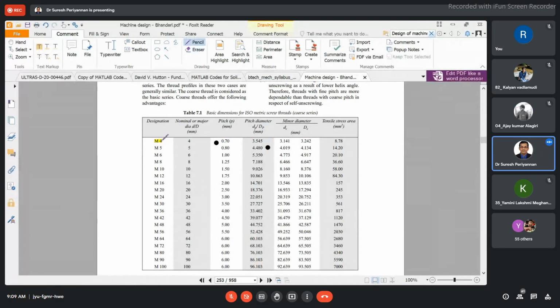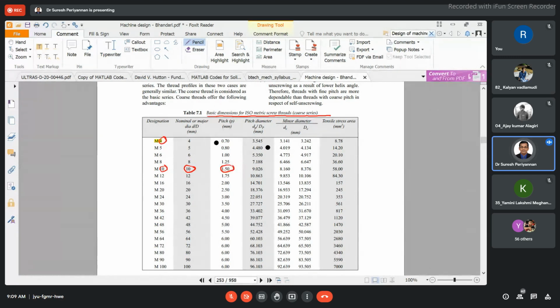Now see here, this is the basic series. Basic dimensions for ISO metric screw threads, core series, basic series. This is the metric thread, M representing the metric thread. The 4 is nothing but our nominal diameter, the maximum major diameter. This is the major diameter. This is the standard pitch, we should use 1.5 mm.